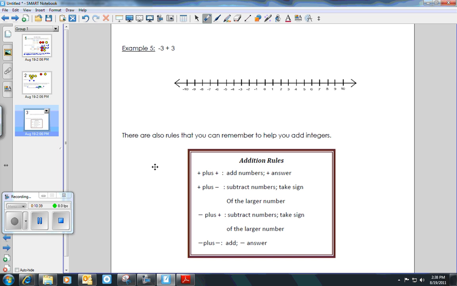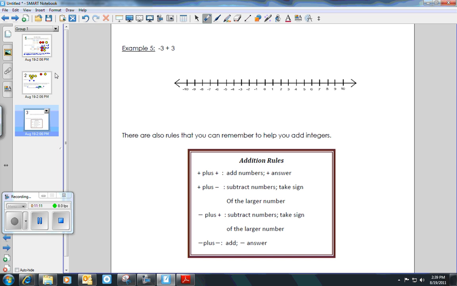And here's a list of the addition rules that you can use to help you add integers. If you have 2 positives, you're going to add the numbers together and make a positive answer. A positive and a negative, you're going to have to see what you have more of. Do you have more positives or do you have more negatives? If you have more positives, how many more positives do you have? And that's your answer. If you have more negatives, how many more negatives do you have? And that's your answer. So that's positive and negative combined.